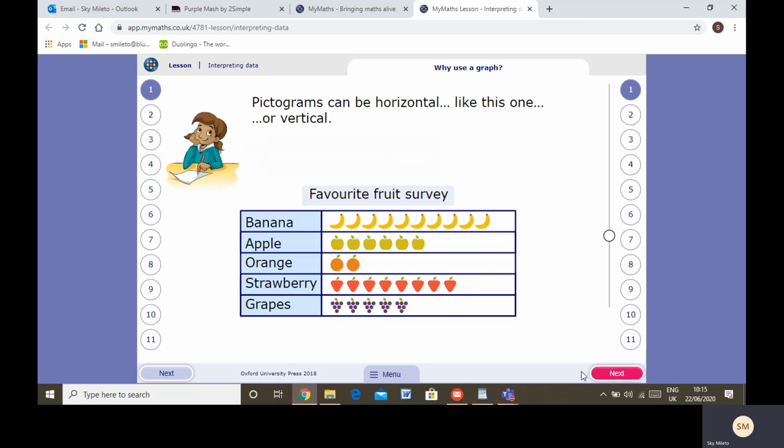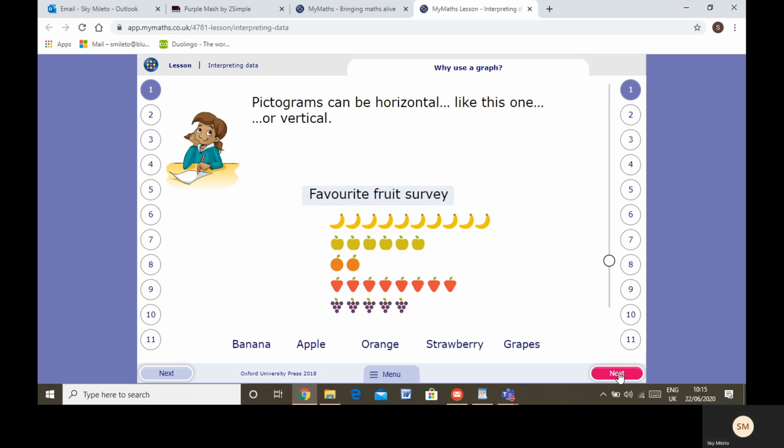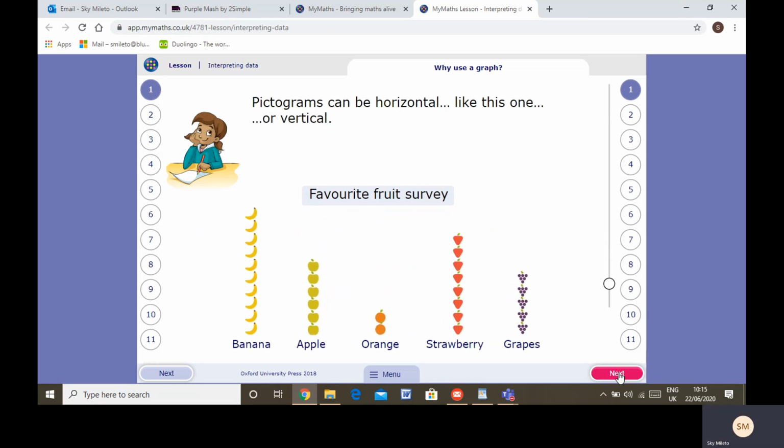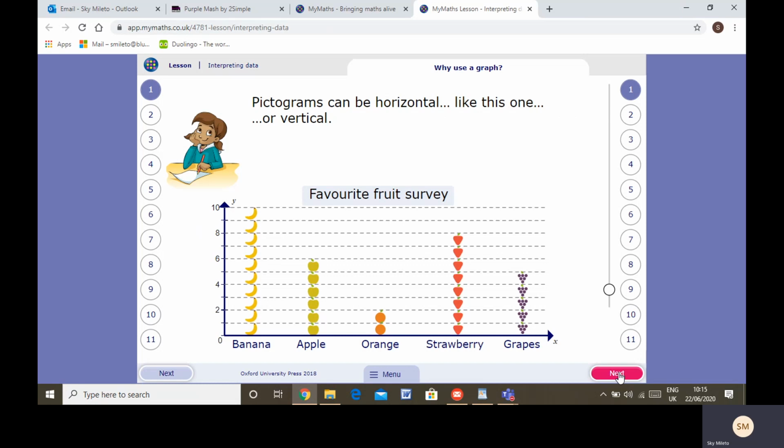They can be horizontal, which means lengthways, or they could be vertical. And vertical is very similar, this pictogram is very similar to a bar chart.